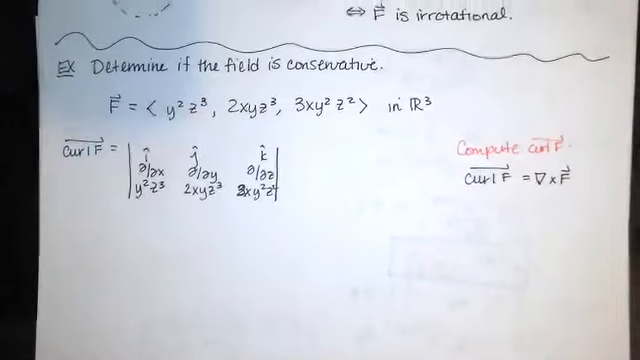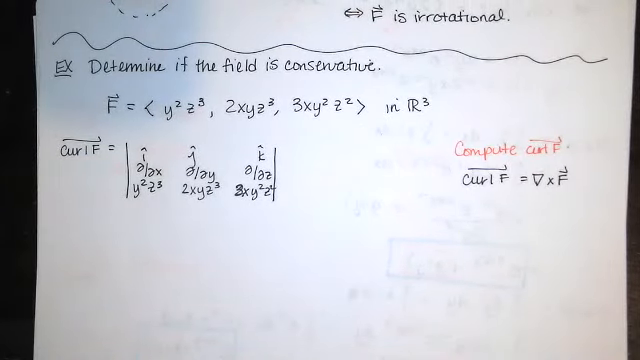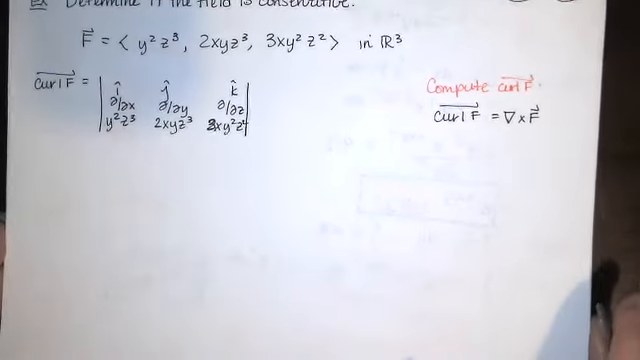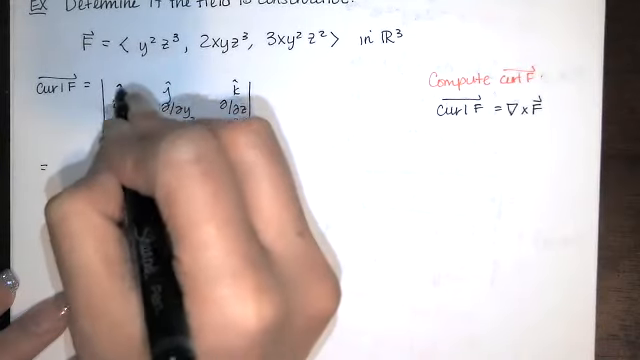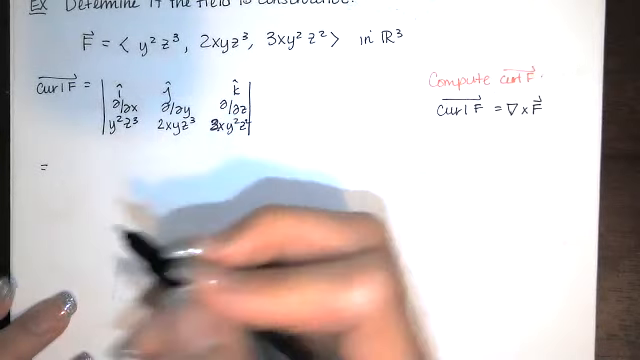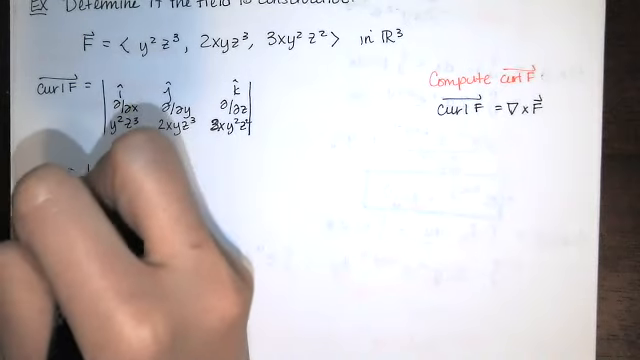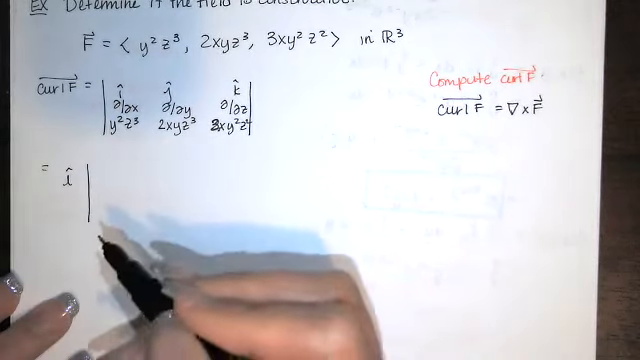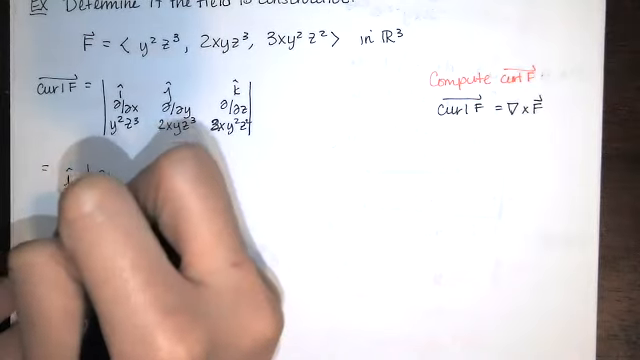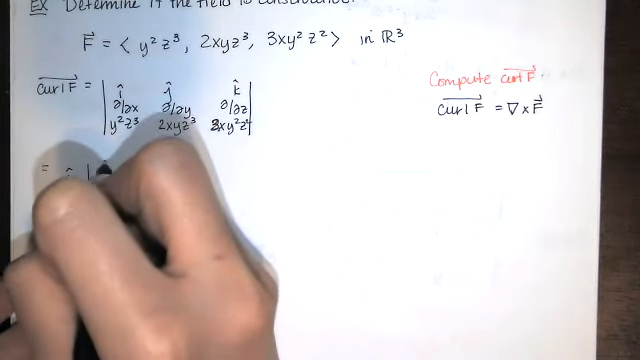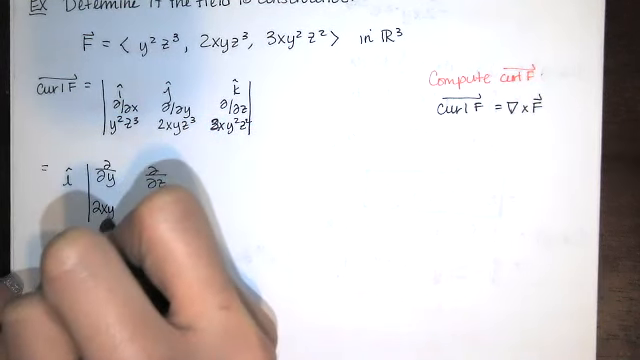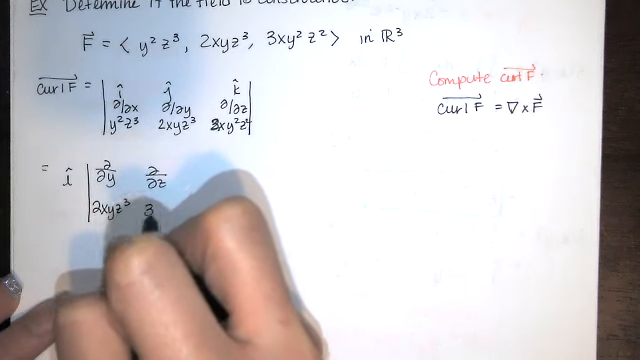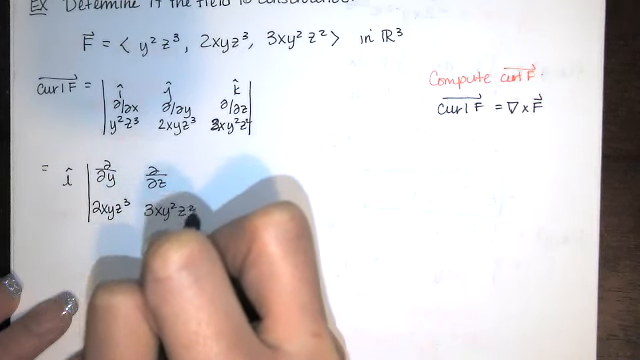Just moving my camera over a little bit. I feel like I don't quite have enough space. So we would cross out the row and column containing i hat. Actually, I think I'll just write it out. I'll expand it this time. Just write down the i hat. And then we'll have the partial with respect to y here, the partial with respect to z here. And we've got 2x y z cubed, and then 3x y squared z squared.